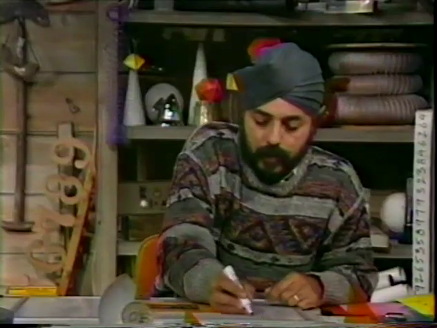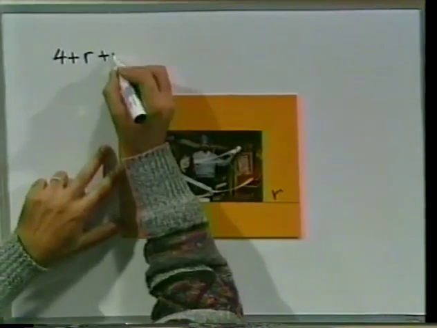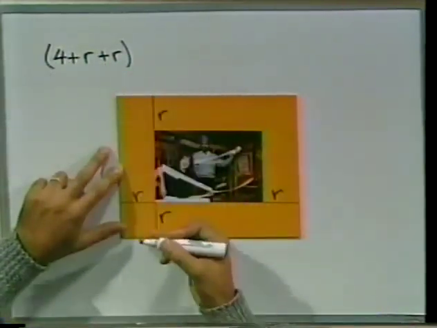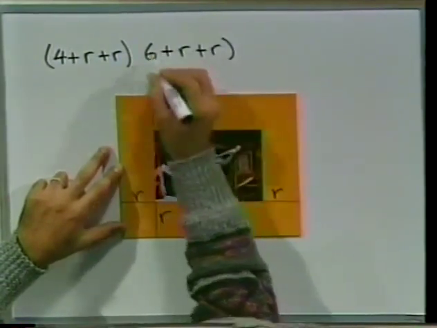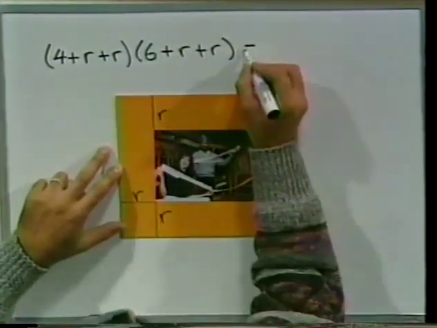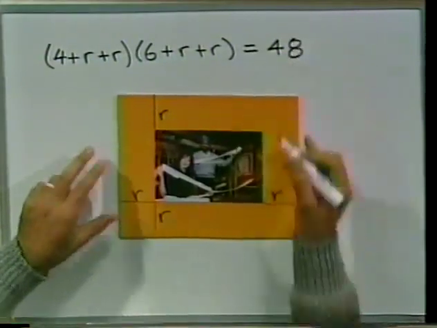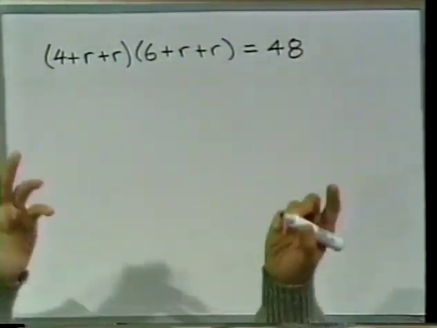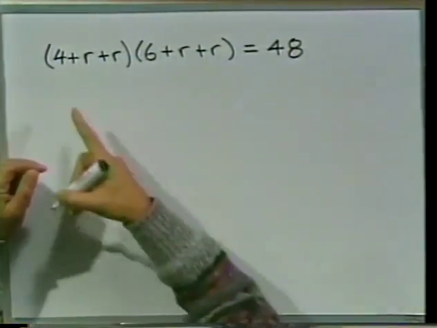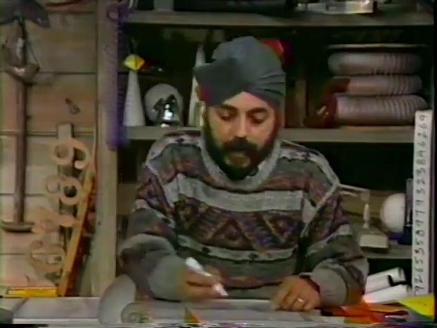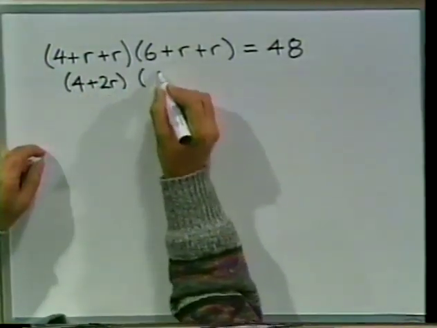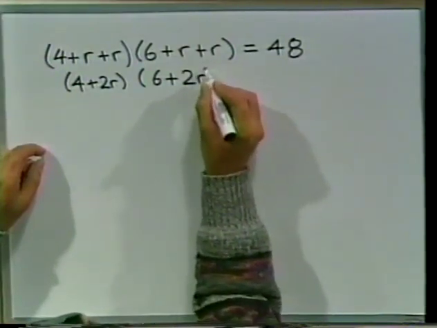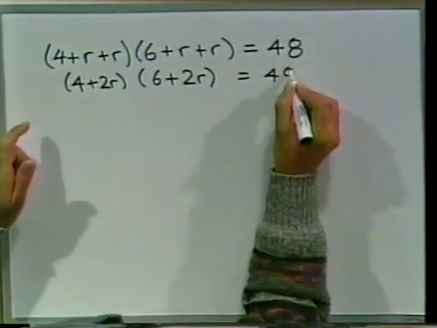So my resulting equation could look like this: 4 plus r plus r for the width, and 6 plus r plus r for the length, which is equal to double the area of 48. Now, we can solve using the techniques we've been practicing. We can rewrite the terms on the left as 4 plus 2r times 6 plus 2r is equal to 48.